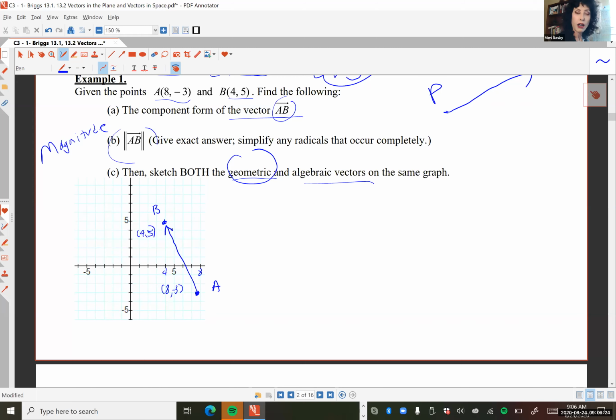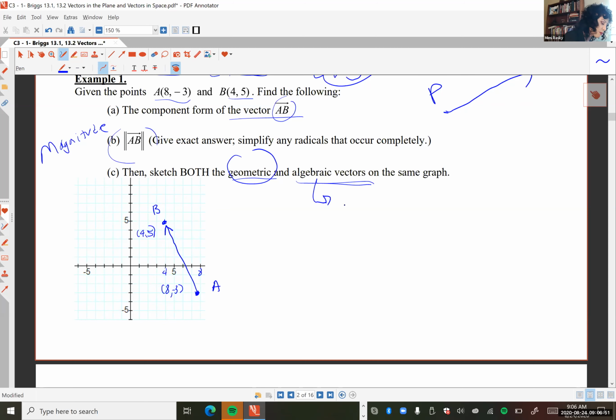The book does not talk about geometric vectors, but when I taught trigonometry, they distinguish between geometric and algebraic, and I think it's important. Now, what's the algebraic version of this vector? Remember, this vector is representing infinitely many vectors, all of them pointing in that same direction and having that same magnitude or length. So the algebraic one, we're going to get that next.